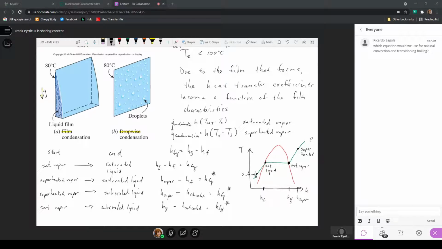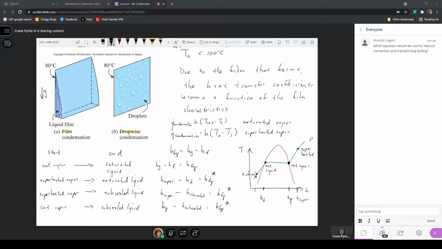So I'm moving from the enthalpy of the superheated vapor down to the enthalpy of the saturated vapor, then down to the enthalpy of the saturated liquid. So that's why I wrote here H super minus HF. If I want to go from superheated vapor to a subcooled liquid, I have to go from superheated to saturated vapor to saturated liquid, then down to saturated, or subcooled liquid here.